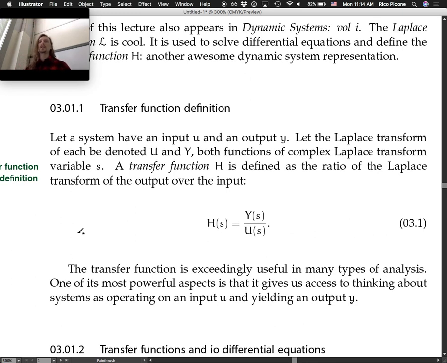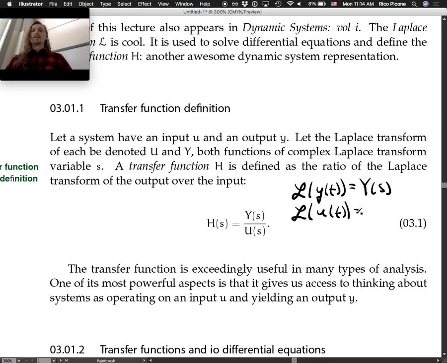A transfer function H is defined as the ratio of the Laplace transform of the output over the input. Just like that, where we have written in our usual fashion that the Laplace transform of y(t) is equal to Y(s). So we use this notation a lot, and similarly the Laplace transform of u(t) is equal to U(s).